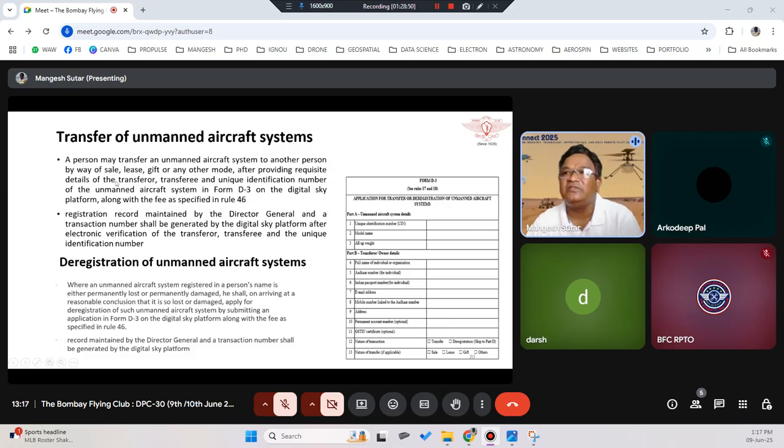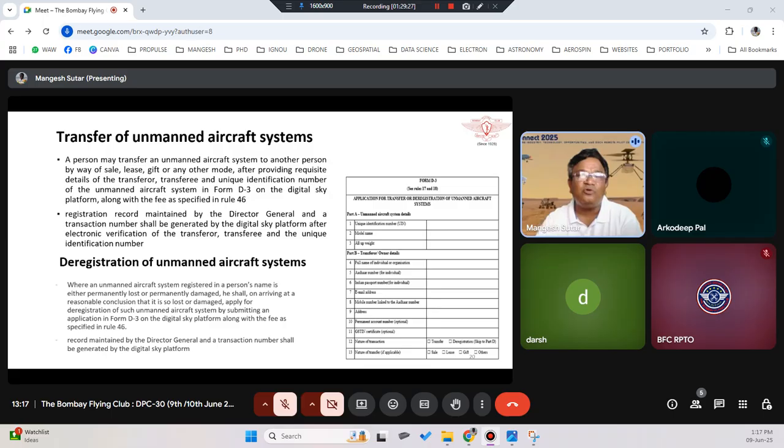In a transfer, the transferor, transferee, and the unique identification number will be transferred. In this scenario, the UIN number will not change, but the ownership will change. From IoTech Aviation, the name has changed to now Bombay Flying Club. Or if it is an individual, like if the drone belonged to Darsh and I am purchasing that, it will change from Darsh's name to my name, from Darsh to Mangesh. Or if Darsh has given the drone to Arkodeep, in the form of a lease, or a gift, or any kind of transfer from one person to another person.